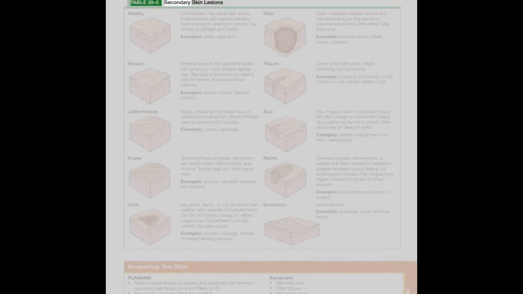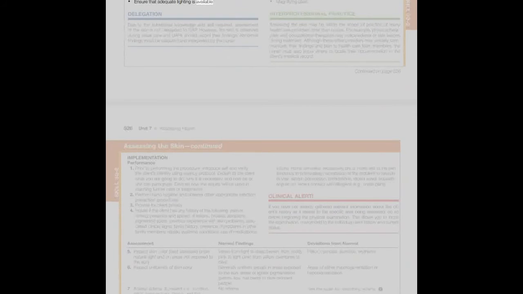Table 30-5 Secondary skin lesions. Planning: review characteristics of primary and secondary skin lesions; if necessary, see Figure 30-8 and Table 30-5. Ensure that adequate lighting is available. Delegation: due to the substantial knowledge and skill required, assessment of the skin is not delegated to UAP. However, the skin is observed during usual care, and UAPs should record their findings. Abnormal findings must be validated and interpreted by the nurse.